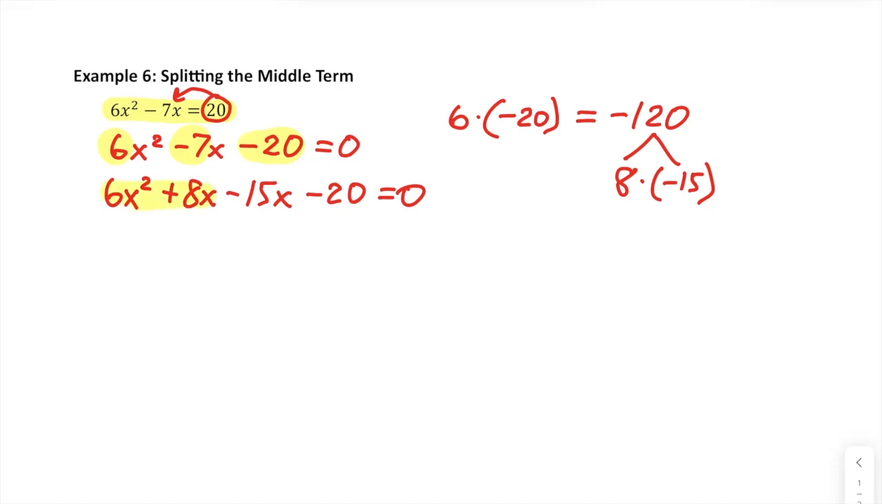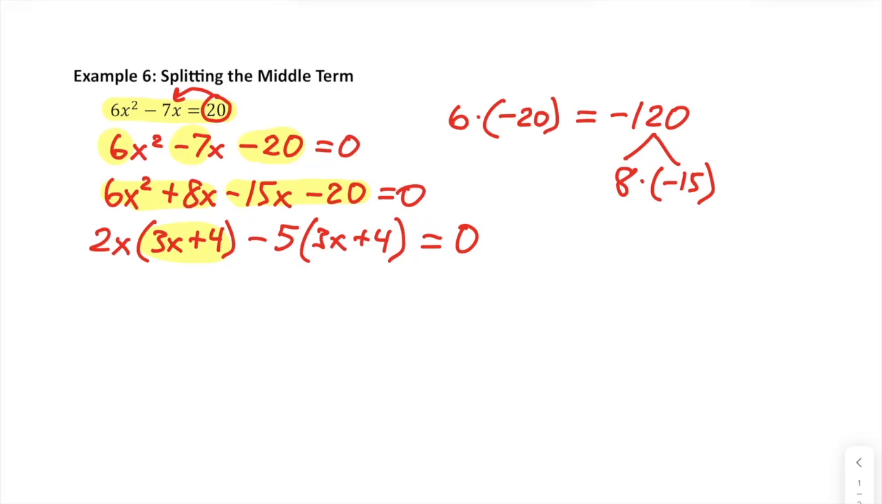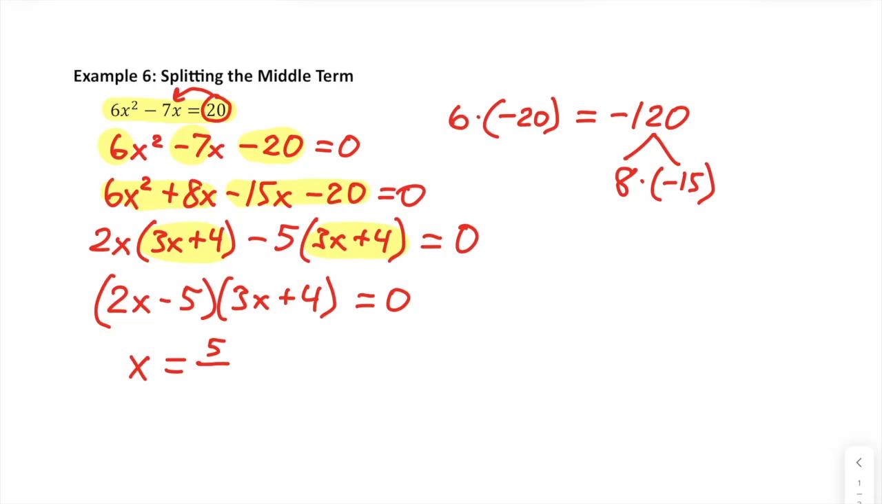We look at the first two terms and the last two terms as separate groups. From the 6x squared and the 8x, we can take out a 2x, and from the negative 15x and the negative 20, we can take out a negative 5. Both groups now have a factor of 3x plus 4, and we can take that out to get 2x minus 5 times 3x plus 4 equals 0. Setting each factor equal to 0 and solving for x gives us x equals 5 halves, or x equals negative 4 thirds.